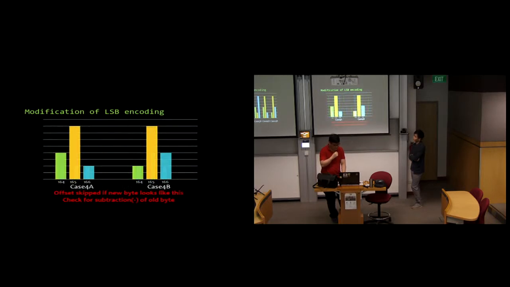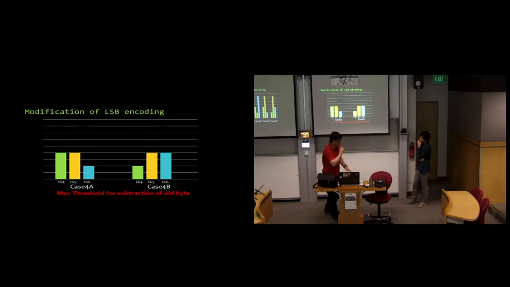So for the last case, case 4, it will look like this where the middle is the highest. So we will check. If the new byte looks like this, you don't want it to extend even further in the middle. But if you want to subtract the old byte, you want to retain it as much as possible, so this is the threshold, you wouldn't want to subtract lower than the next highest value.